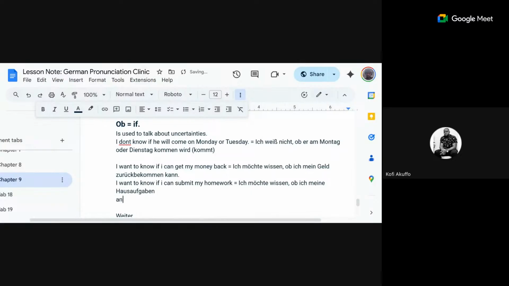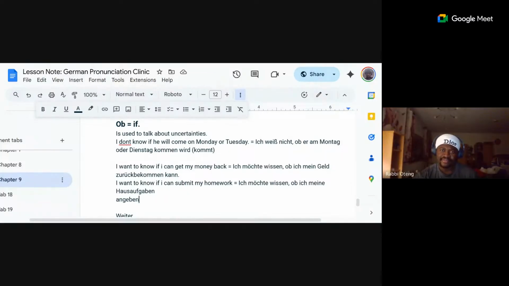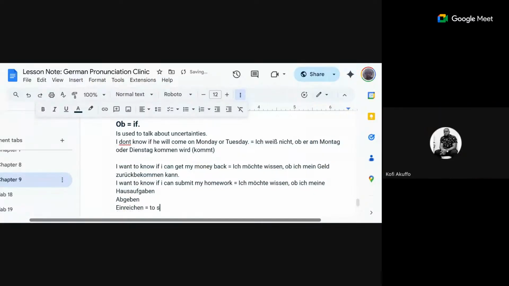What word did you use, Robbie? Abgeben. Nice. Angeben, okay. "Ich gebe an." Angeben is to indicate. Abgeben is like to give off, to hand over. And "einreichen" is to submit.